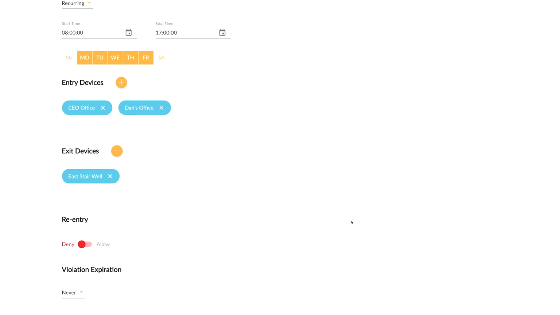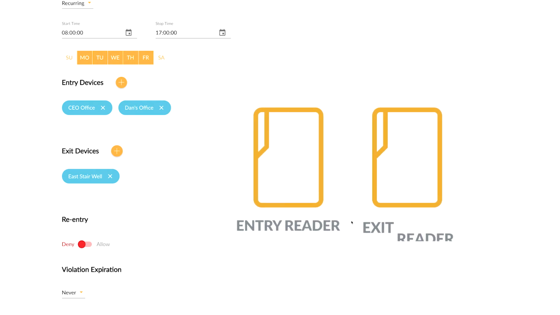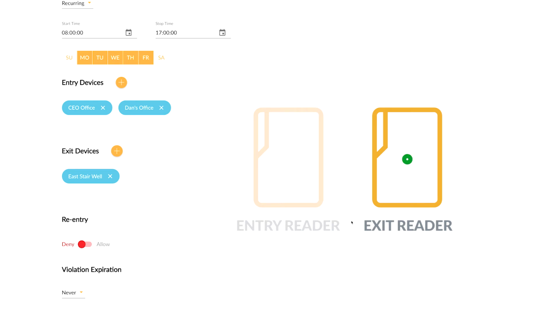If we were to create an anti-passback rule for a parking garage, there would need to be an entry and an exit device. The readout reader would be our exit device, and once the badge was scanned, it would end the anti-passback rule, allowing them to use the read-in reader again.